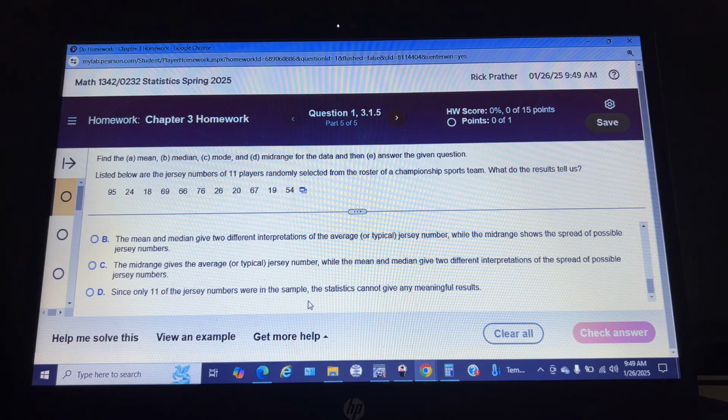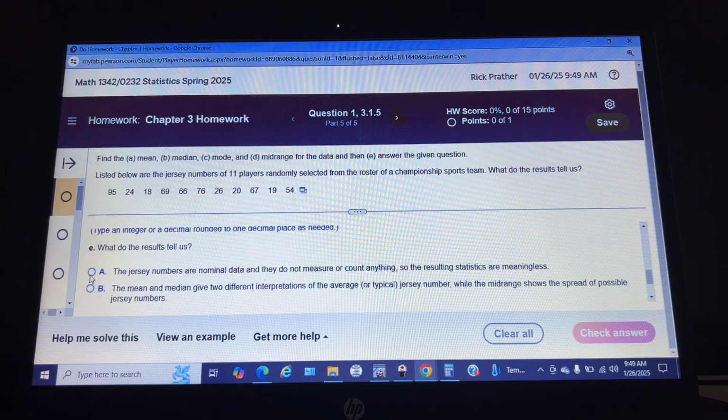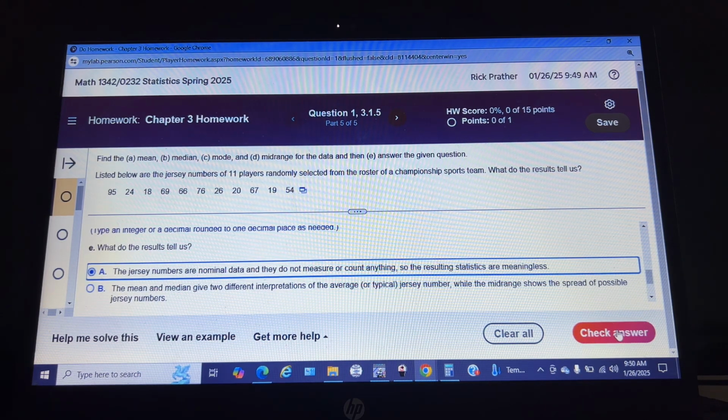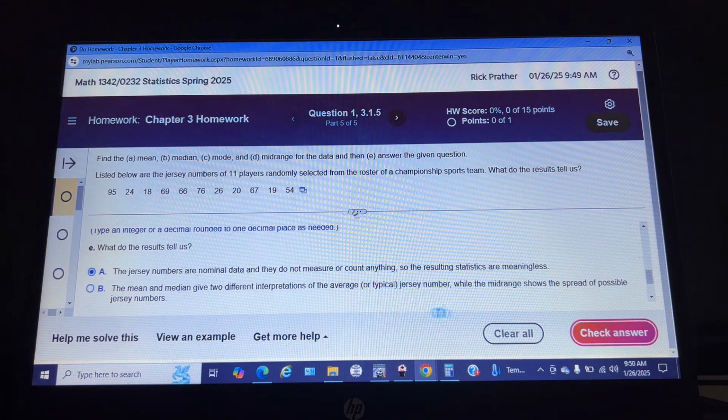Unless they mention mode. Mode could be interesting, but you can do mode for nominal data if you have like colors, like which colors pick the most. That could be meaningful. But in sports, no team has multiple people with the same number on it. So I'm just making sure the other answers don't say anything about that, but it should be A, about how it's kind of meaningless. You can physically do it, but it's kind of meaningless.